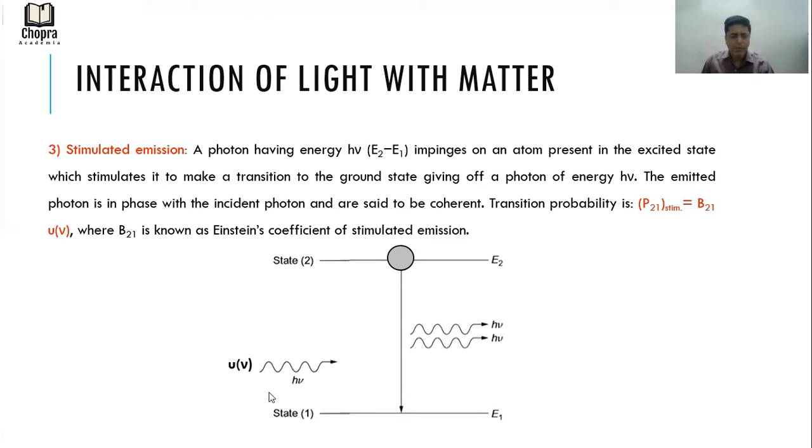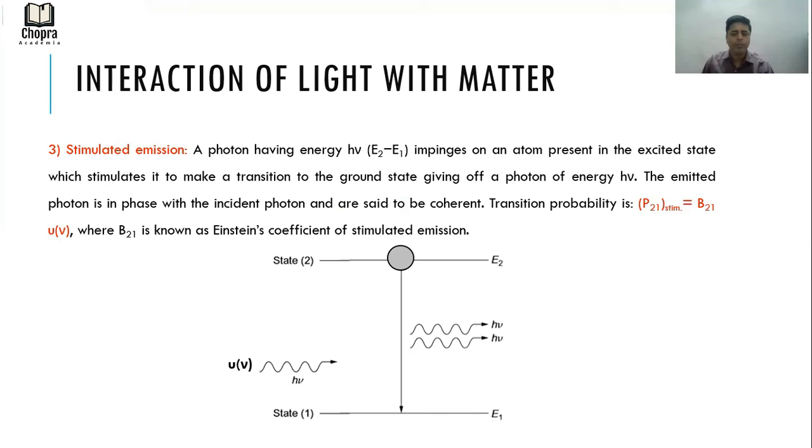Now the transition probability for this emission process is P21, because the transition is taking place from the second to the first energy state. So P21 is proportional to U nu, and B21 is called the Einstein coefficient of stimulated emission. So P21 stimulated is B21 U nu. This is a very important process. You see here a photon amplification: one photon is impinging and you get two photons. So this is the heart of lasers.